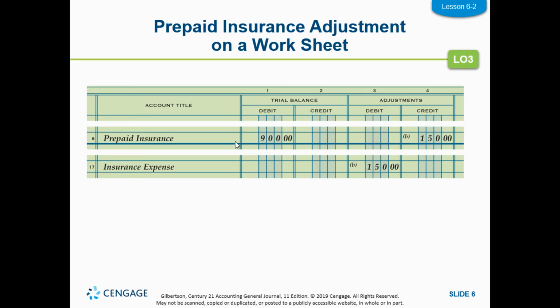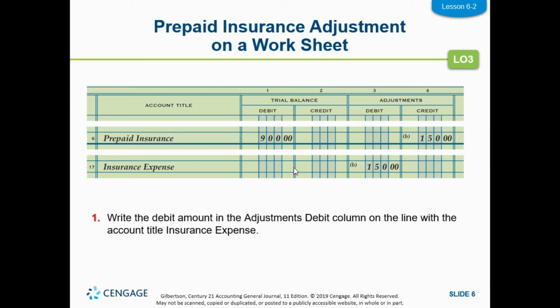And we would record that this way. Again, the trial balance is what we did last unit. We're going to credit prepaid insurance for 150, debit insurance expense for 150. Write the debit amount of the adjustments column on the line with the account title insurance expense. So step 1 again, what's your debit entry? Now remember how we did the 4-step process? In this case, we don't have a date, right?